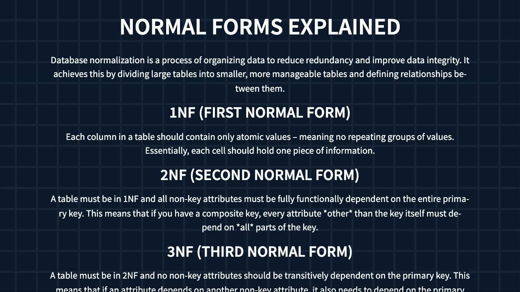Finally, we have Boyce-Codd normal form, which is strict. It ensures every determinant, which is basically a rule for choosing data, is itself a candidate key. Understanding these forms helps you design databases that are efficient and reliable.